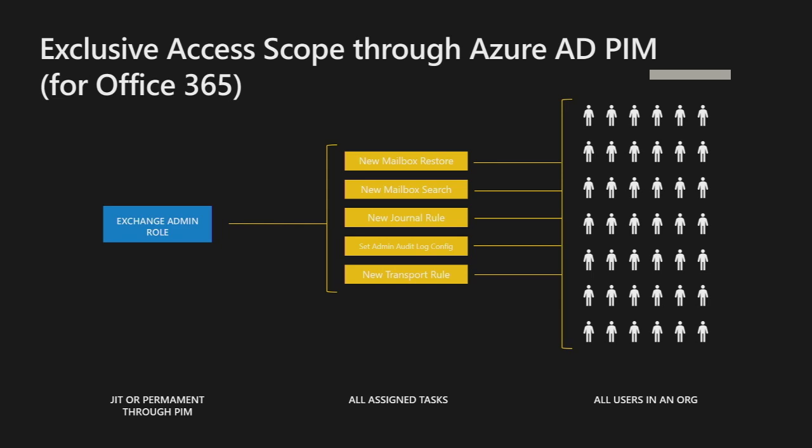Here is an illustration about how to think about roles and tasks. So consider the Exchange admin role. There are a few sample tasks that are tied to that specific role. So mailbox restore, mailbox search, journal rule, etc. So when you give someone access to the Exchange admin role, they get access to all these tasks that are associated with that role.